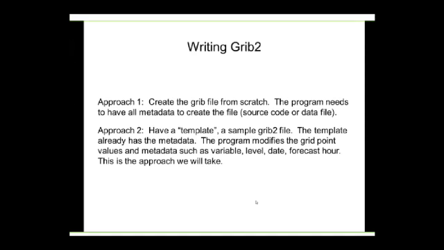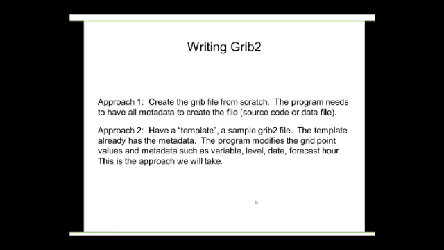Another approach is to have a template. You have a sample grid file, and the template already has the metadata. We find out that the program monitors the grid point values and certain metadata such as the variable, level, date, code, forecast hour. So there's only a certain amount of metadata that actually changes. You have the process ID there too. So you're saying that if you have a grib1 file, you can use convert grib to make it grib2, and then you have all the metadata when you do a wgrib2. And you start with that.